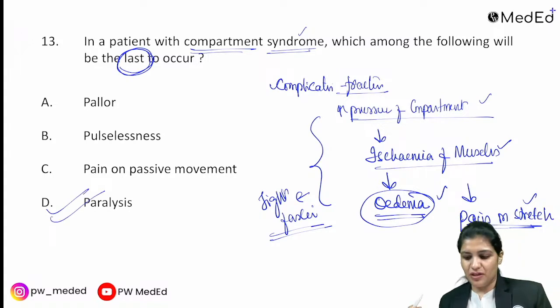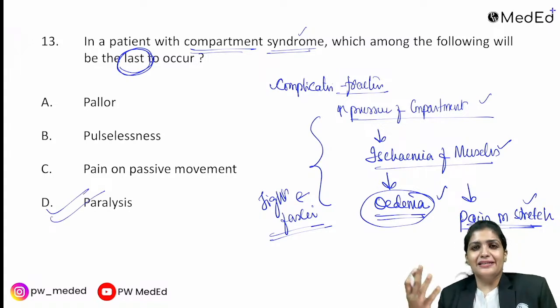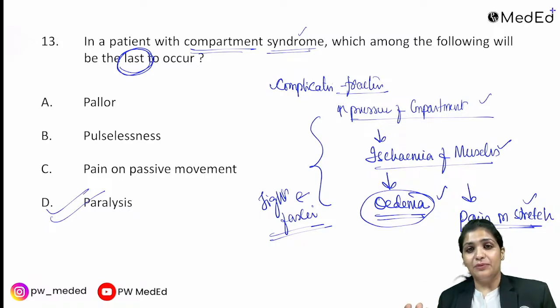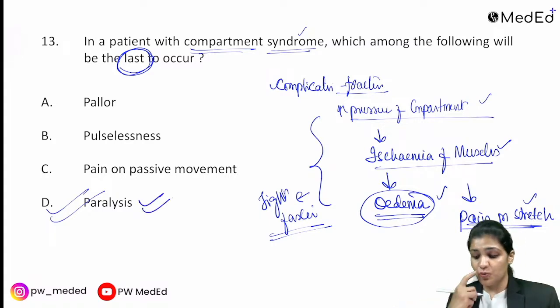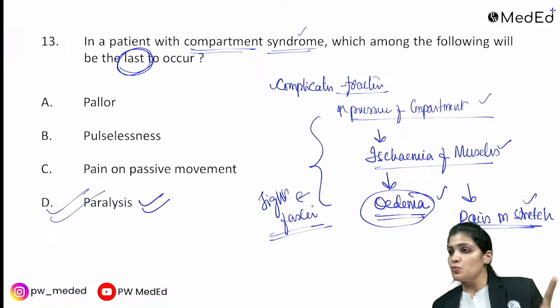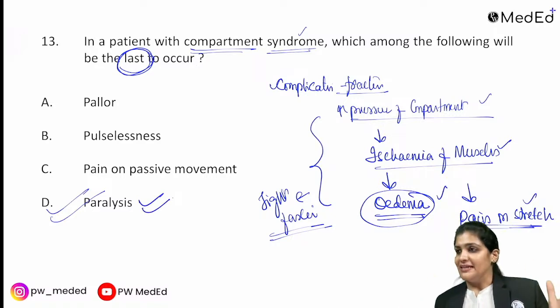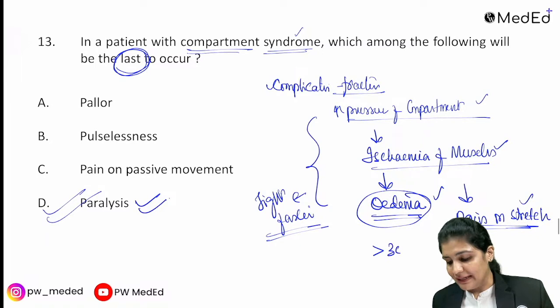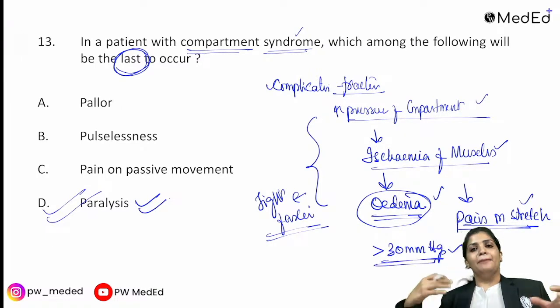Usually they say there are the 5 signs: pallor, pain, paresthesias, and then pulselessness with the paralysis. Finally it will end in paralysis. So the last to occur is paralysis. The first one is pain on passive stretch. If the pressure is more than 30 mm of Hg, that is confirmatory for compartment syndrome.